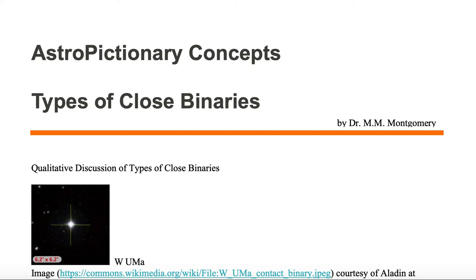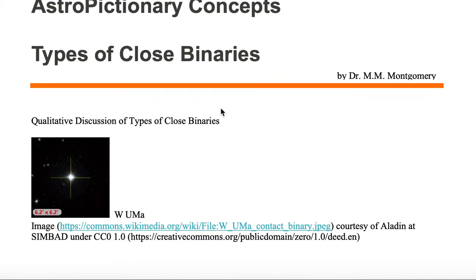In this AstroPictionary concept video, we want to go through types of close binaries. What do we mean by the word close in a binary? Well, close in a binary is where a system that has more than one object appears as one object in the sky. We know that there's more than one object present, but in our image, such as this one from Aladdin at Sinbad, we see only one object in the sky.